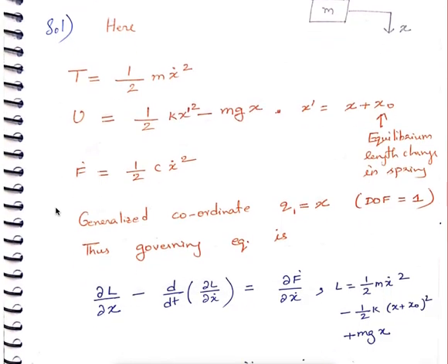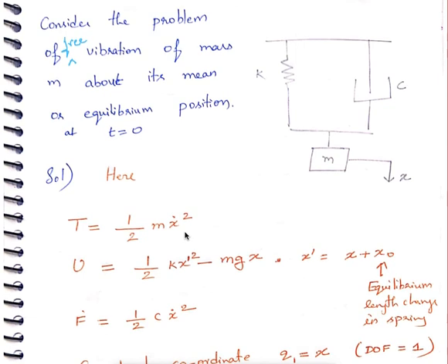Now, in this problem, what is the generalized coordinate or generalized displacement? x. x is the generalized coordinate. So, when I say that I am interested in obtaining the motion of this particular system, or I am interested in getting governing equations describing the motion, what exactly am I interested in?